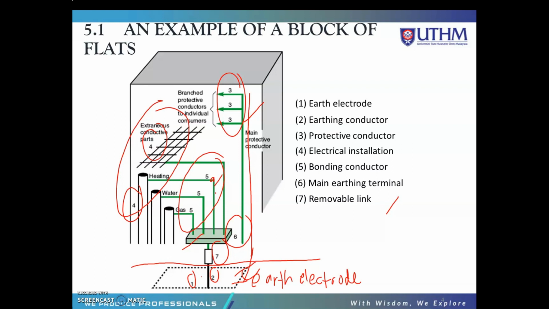And then number six is the main earthing terminal. Main earthing terminal is a terminal or bus bar which is part of the earthing arrangement of an installation and which enables the electric connection of a number of conductors for earthing purposes. So it connects all together for earthing purposes. And then number seven is the removable link. It allows an earth electrode resistance check.